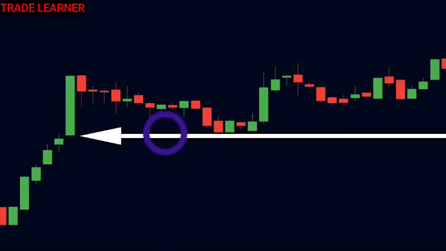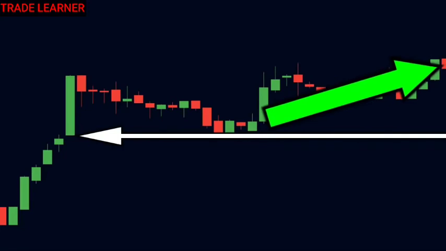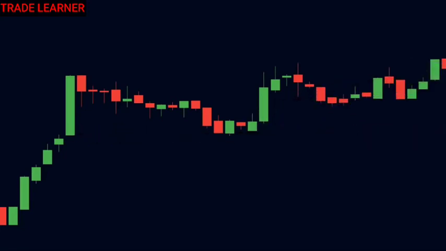Hence, if the price comes back around this area, the buyers will once again come into action and buy again. That is exactly what happens here. The price comes back into this area and the buyers push the price upwards. All of this happened because we noticed the big body on this candle and understood the meaning behind it.